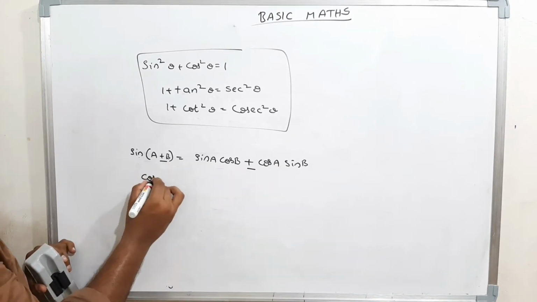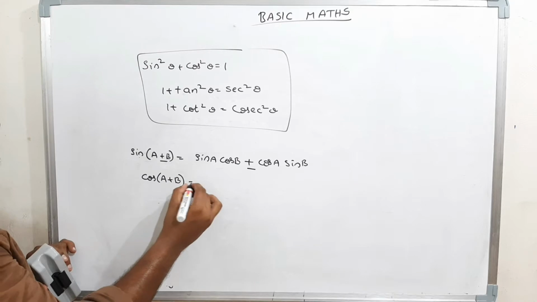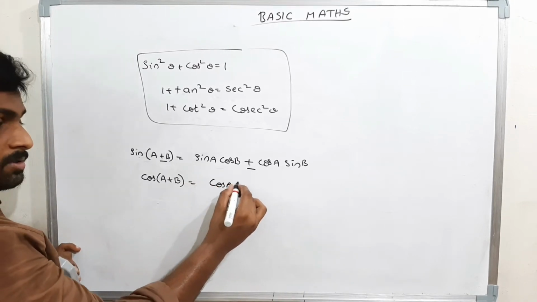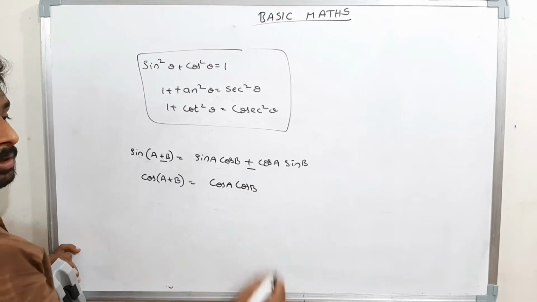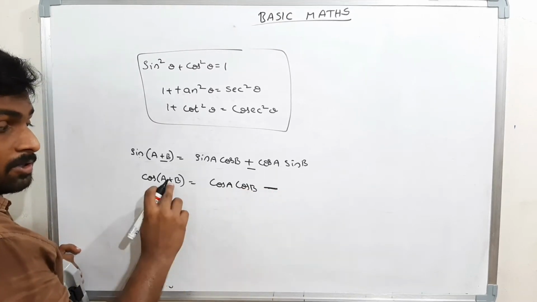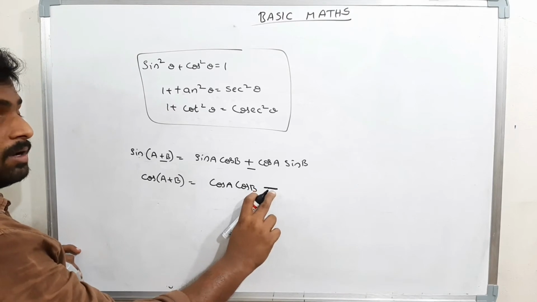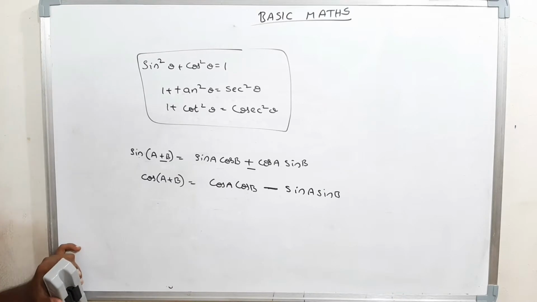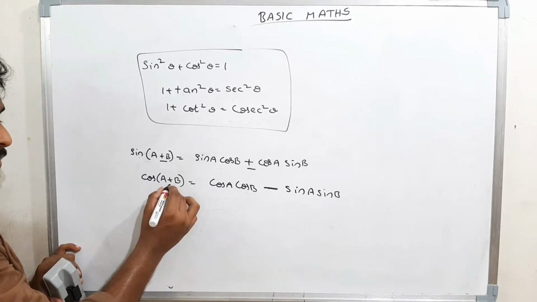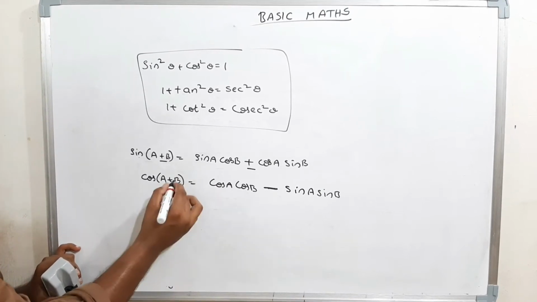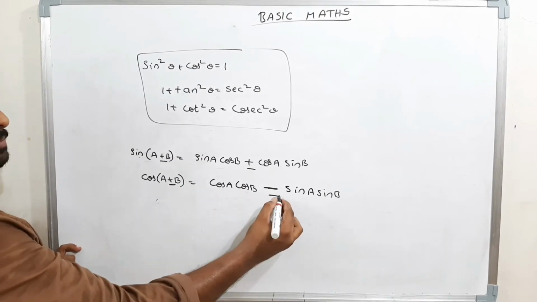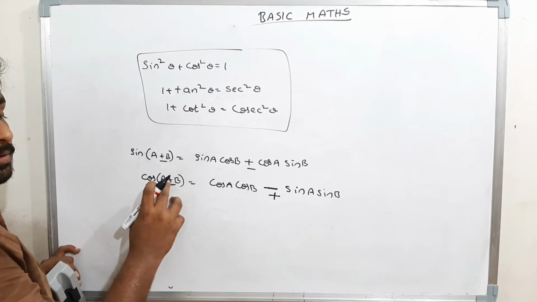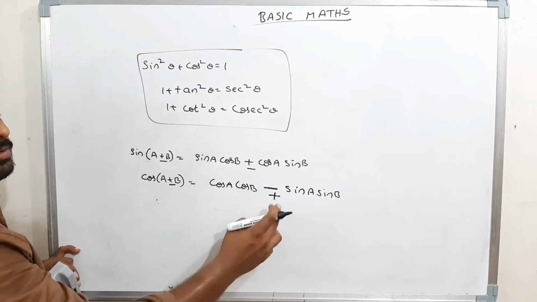Next, cos A plus B. What is the formula for cos A plus B? Cos A cos B minus sin A sin B. If it is plus, for cos it will come minus. Now if it is cos A minus B, then cos A cos B plus sin A sin B. If it is plus for cos, minus will come. If it is minus, plus will come.